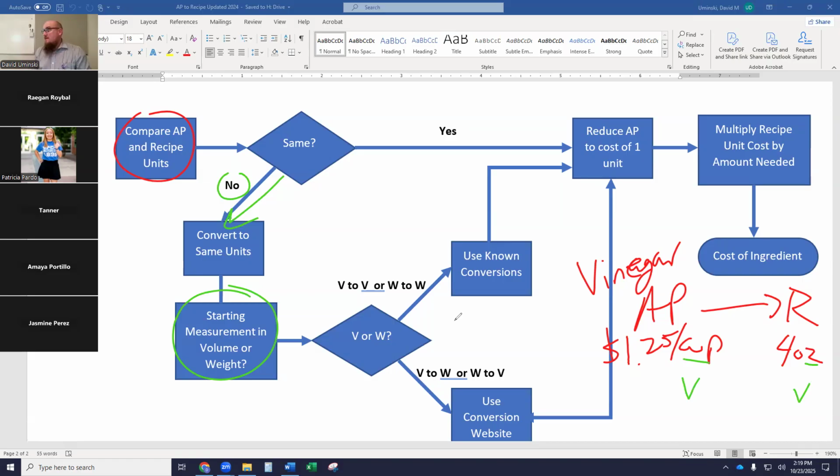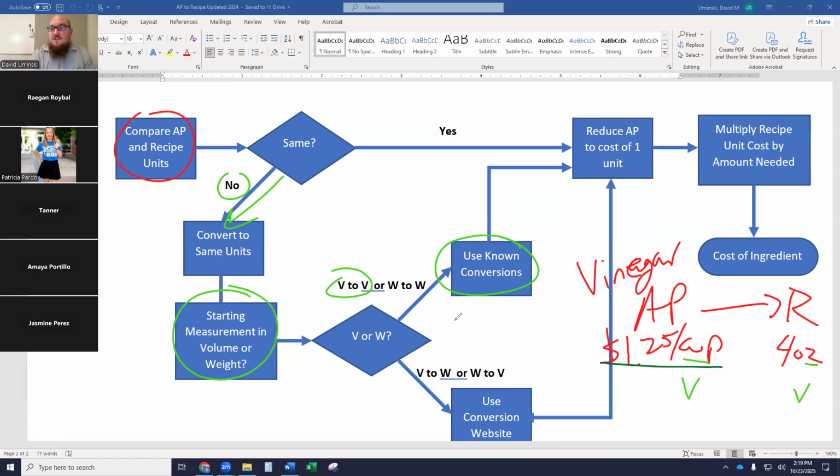Again, I wish I could say every time you see ounce, it's going to be weight, but that's not the case because there's 128 ounces in 1 gallon. So sometimes ounces does refer to liquids. That's why you have to remember what the ingredient is. So look, it's volume to volume. I'm going to use those known conversions. How many ounces are in a cup? 8. Thank you so much.